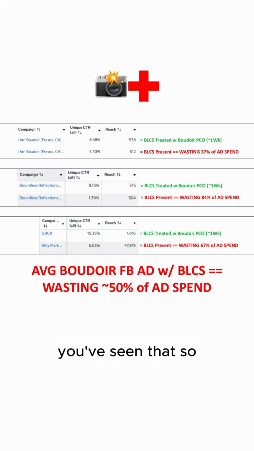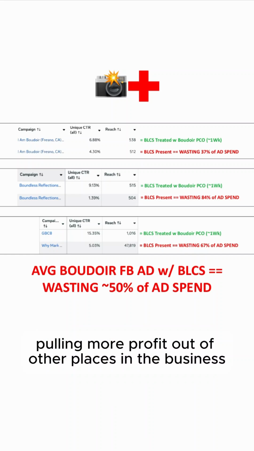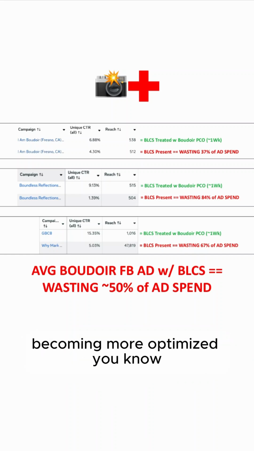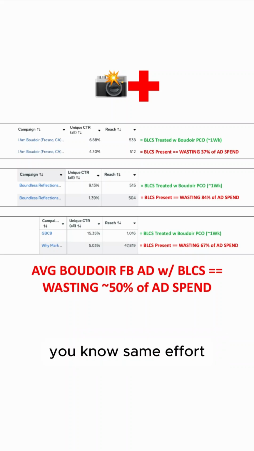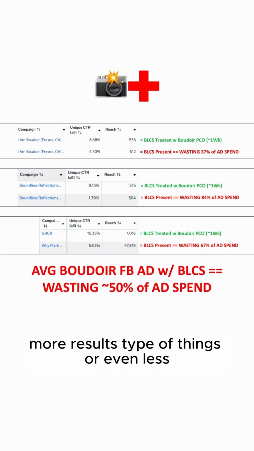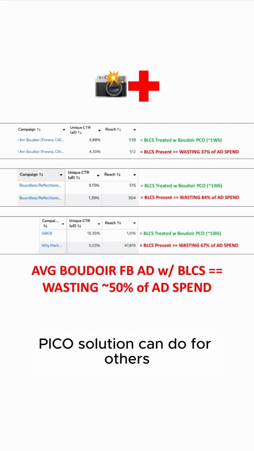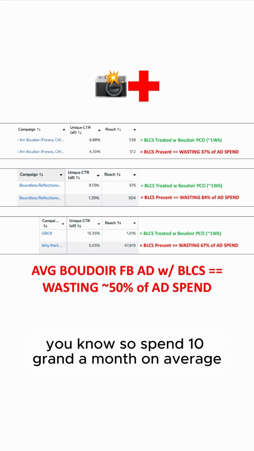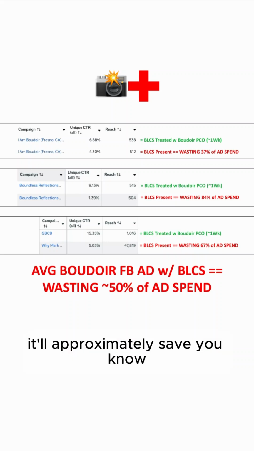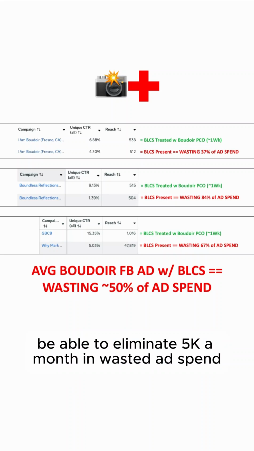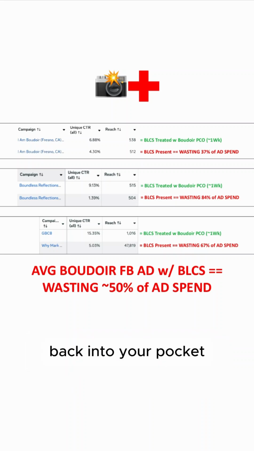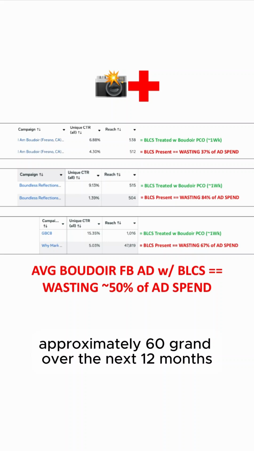So you've actually already been optimizing your business, pulling more profit out of other places in the business, becoming more optimized, same effort, more results type of things, or even less effort, same results, less input, same results. And you have seen what our Boudoir Pico solution can do for others. So spend 10 grand a month on average, it'll approximately be able to eliminate 5K a month in wasted ad spend back into your pocket, approximately 60 grand over the next 12 months.